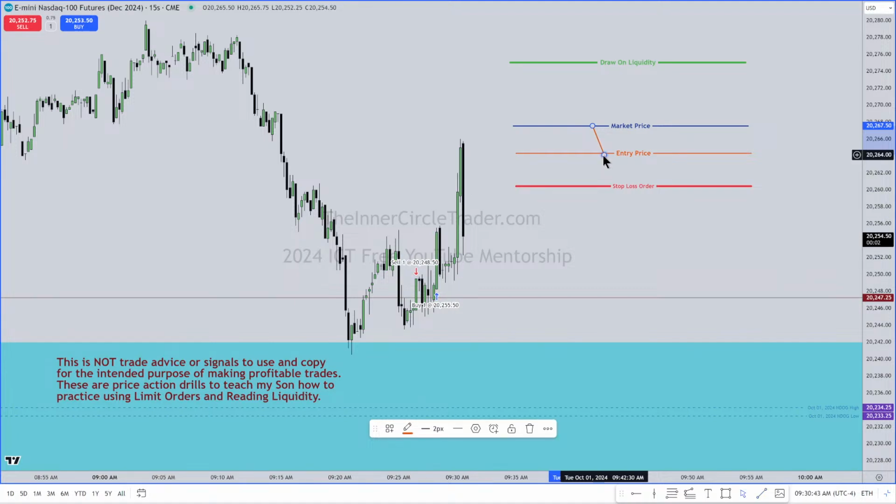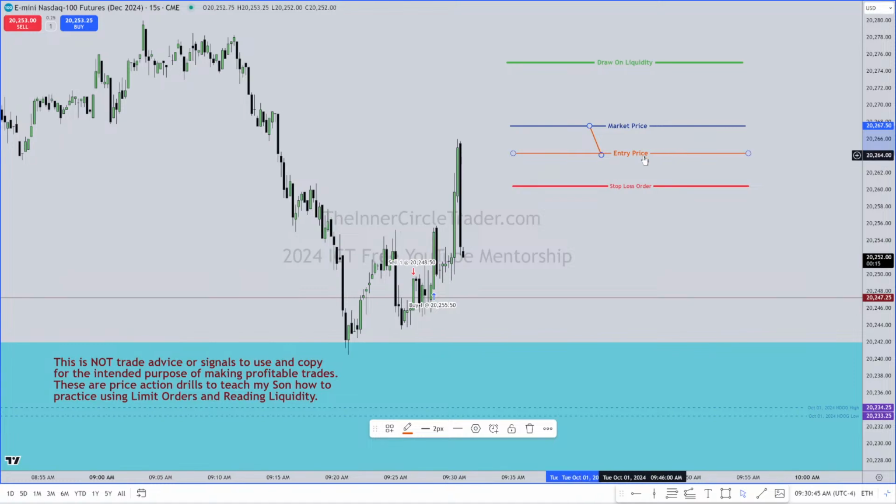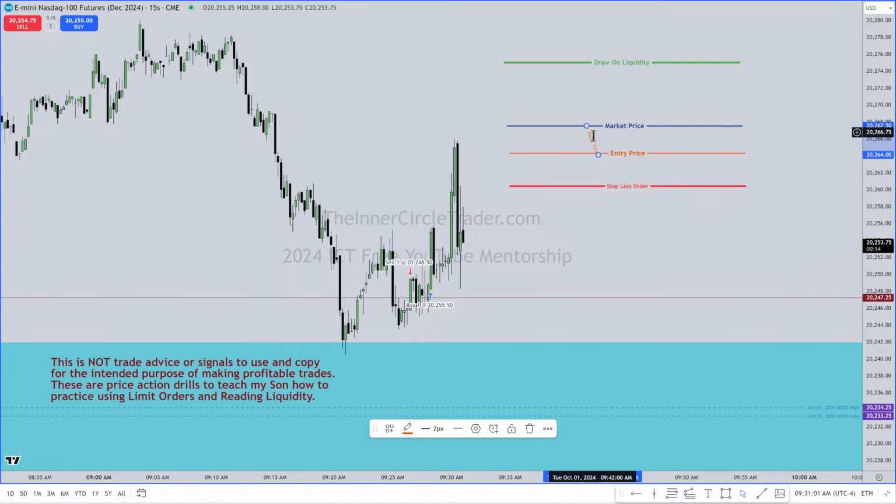Okay, and then the buy limit order, if you're bullish, that would trip, and then you would look for it to draw to your target or get stopped out. So if you're buying, you're going to be buying below market price on a limit. If you're selling short, you're selling above the market price on a limit.